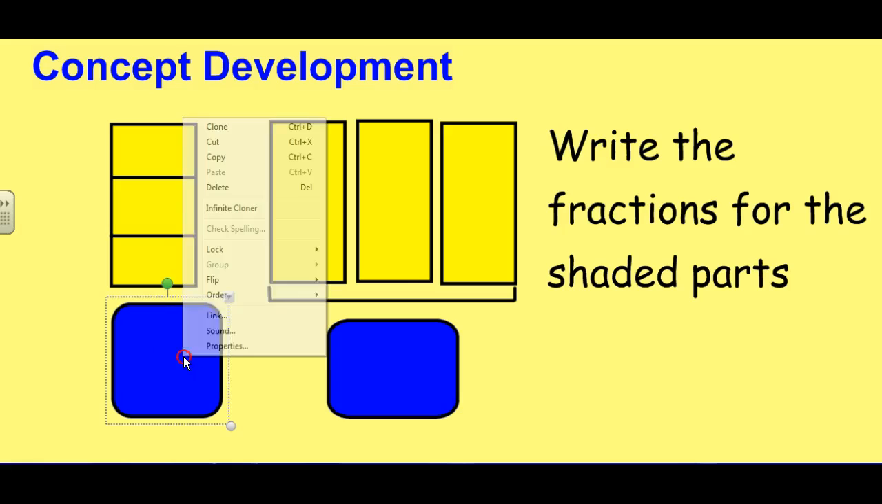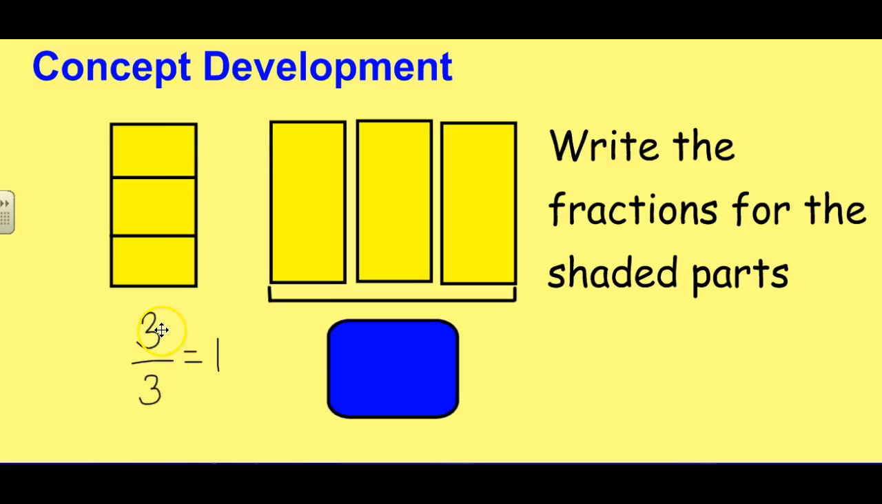So we would write the fraction 3/3 for this model. And we also know that anytime a fraction has the same numerator and the same denominator, that is always equal to 1 whole. And you can see even on the model, if the whole thing is shaded, then we know that is equal to 1 whole. So that first one's 3/3 and it's equal to 1.